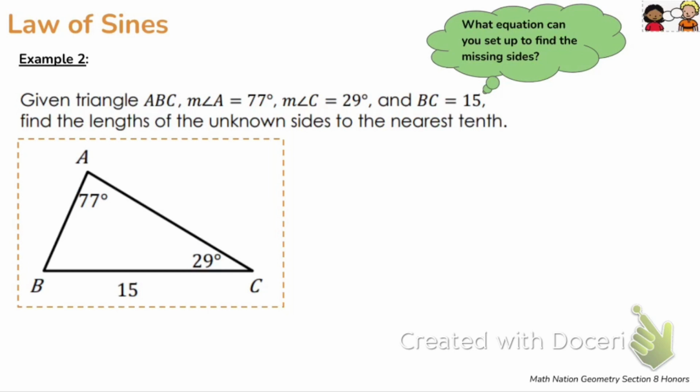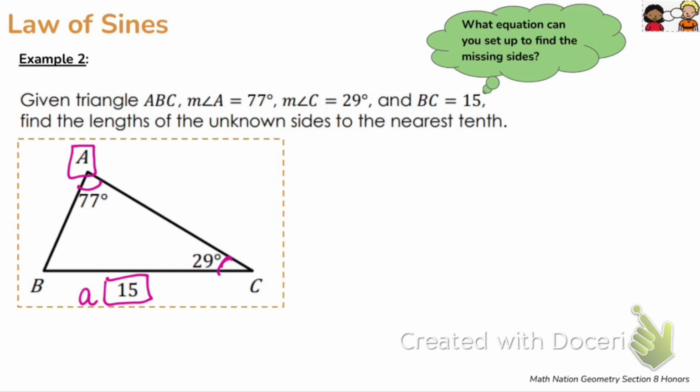Given triangle ABC, the measure of angle A, which is this one right here, is 77. The measure of angle C is 29. And BC, which is this one here, measures 15. Find the lengths of the unknown sides to the nearest tenth. So we're trying to find this one, which is going to be a, because that's across from uppercase A. This one will be lowercase c, and this one will be lowercase b.